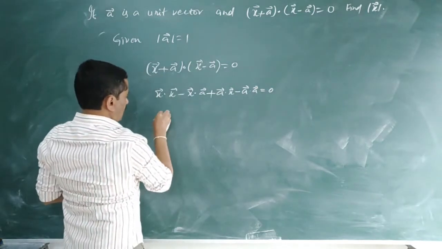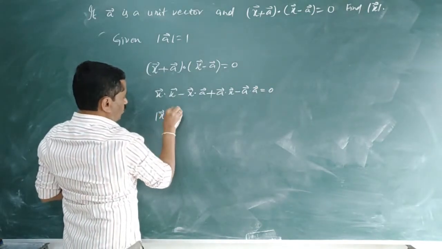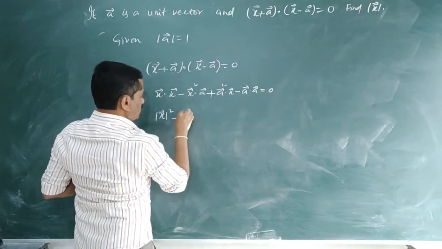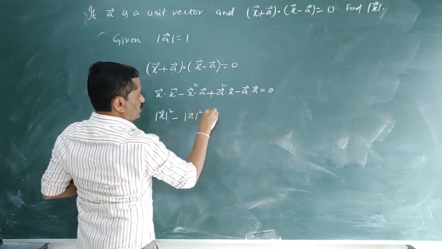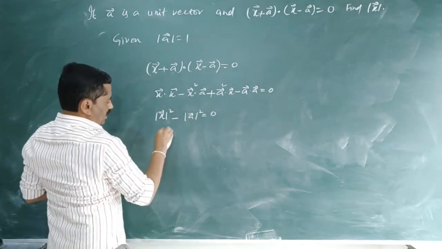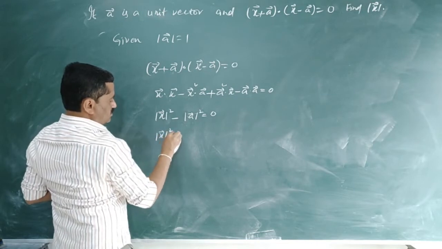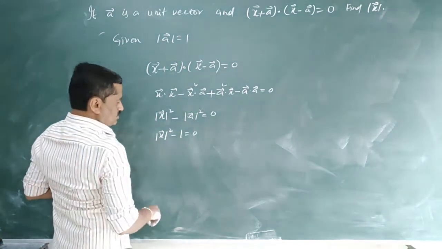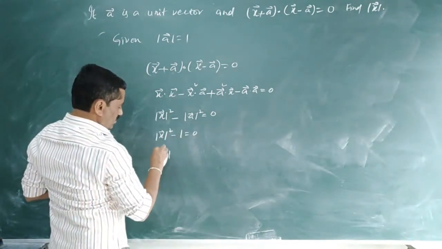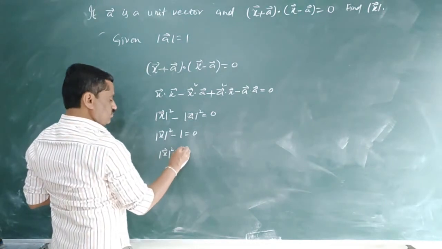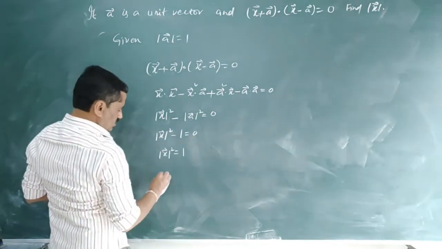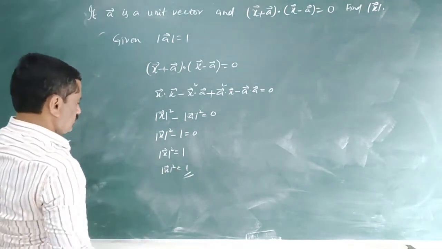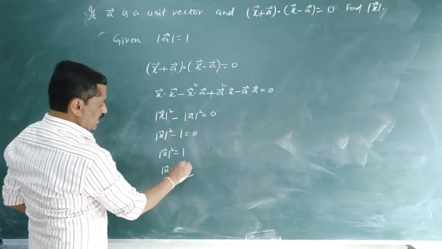Again this can be written as magnitude of x bar whole square, and this gets cancelled, therefore we have minus magnitude of a bar whole square is equal to 0. Again magnitude of x bar whole square is, what is the value of this? We have 1 is equal to 0. Therefore magnitude of x bar whole square is equal to 1, bringing this to RHS. Sorry, magnitude of x bar is equal to square root of 1. What is square root of 1?